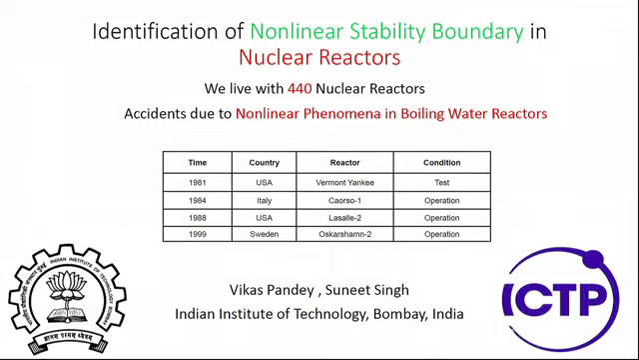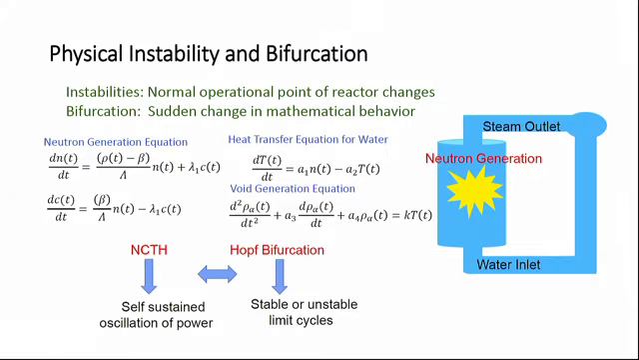I started to work on this topic because I write plays and I love drama. And the operation of these nuclear reactors is full of dramatic accidents in the past. And why do you care? Because you love your life and you are living with 440 nuclear reactors around us. I am working on one kind of instability, and these are the accidents which occurred because of that instability. So this is the nuclear reactor, and in this reactor water comes here, it gets heat from neutron generation and goes as steam, and it goes to a turbine and produces power.